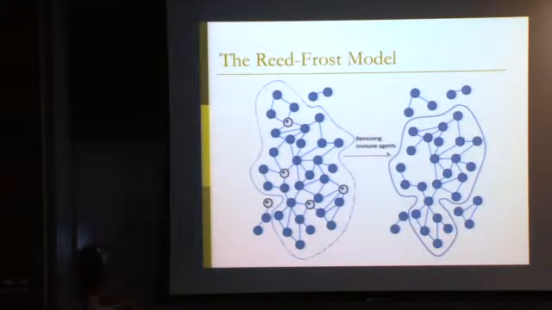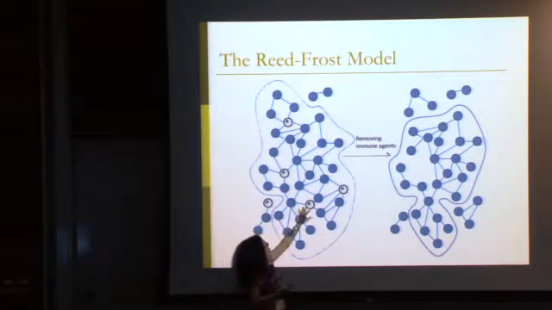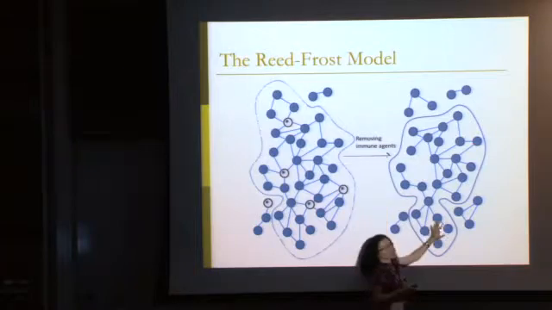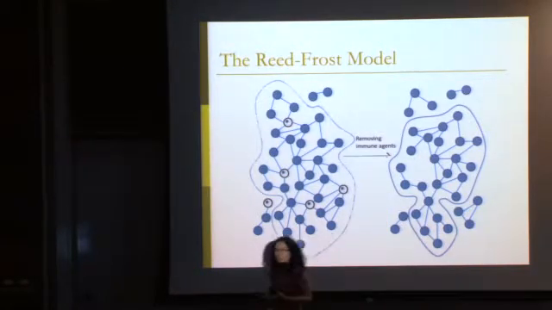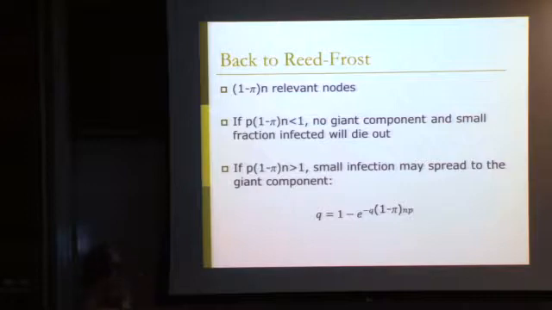Okay. So let's go back to the Reed-Frost model. Again, what we did is we took the network, we took out these immunized nodes. There are sort of fake nodes here. And then we looked for the large component. That's what's going to determine whether an epidemic is going to explode or not. So there are (1 - pi) times n relevant nodes. Recall that pi is the probability of being immunized. So if p times (1 - pi) n is less than 1, there is no giant component, and a small fraction of infected individuals will die out.